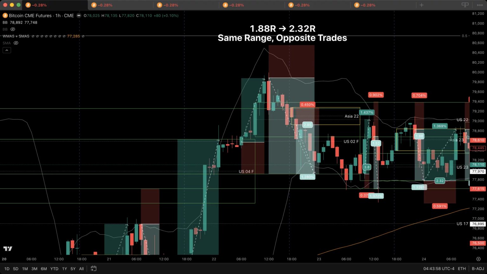Stop sits at April 22nd U.S. session upper boundary, because if price reaches there, this failure becomes expansion, not noise, not hesitation, actual structure break. Target sits at April 23rd U.S. session lower boundary, because that is where price already showed slowdown and hesitation. That is where rotation completes. Risk-reward ratio 1.88.